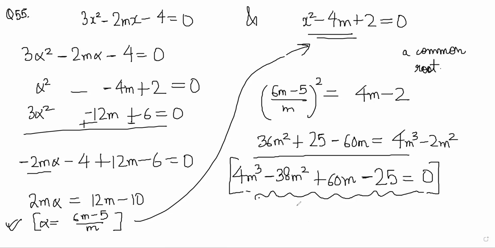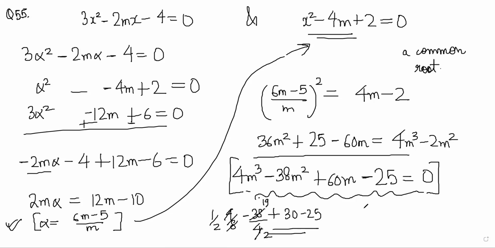One doesn't work. One doesn't work. So let's try. Now here, because the options are there, we can try some good options. We can try half. So if you do half, 4 by 8 minus 38 by 4 plus 30 minus 25. So this is 19 by 2 and this is 1 by 2. 1 by 2 minus 19 by 2 is minus 9. So it doesn't work. Half doesn't work.